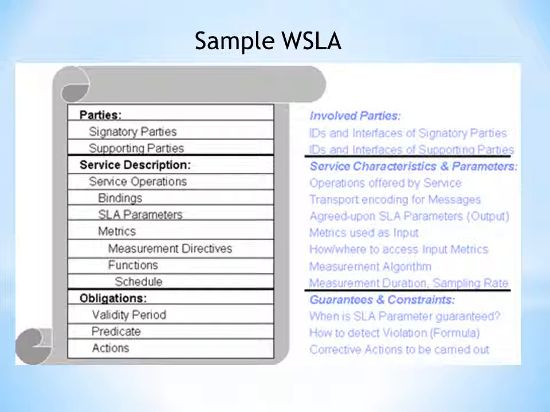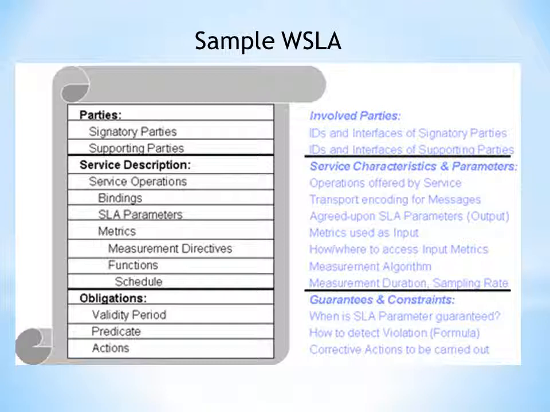Measurement directives. How do you read, input or access metrics will be spelled out in the service level agreement. And like I said earlier, both parties in the service level agreement, as well as any supporting party that is spelled out, would have access to this information. Next, what algorithm is used to measure these metrics, and what schedule? How often will these metrics be measured?